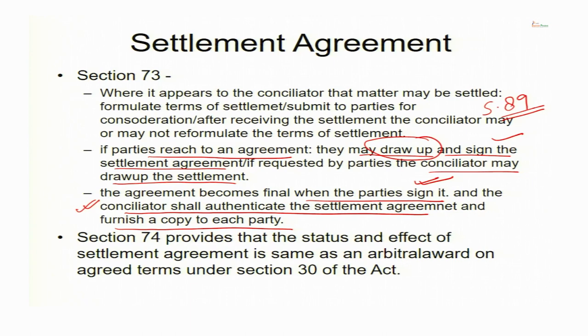Section 74 says that such a settlement agreement, this is the end product of conciliation, has the status of settlement award of Section 30. You remember we said parties may be encouraged by the arbitrator to go for more amicable methods of settlement. And once they settle their matter, the same shall be recorded and has the status of any other award. So, settlement agreement of Section 73 by virtue of Section 74 has the status of settlement award of Section 30.